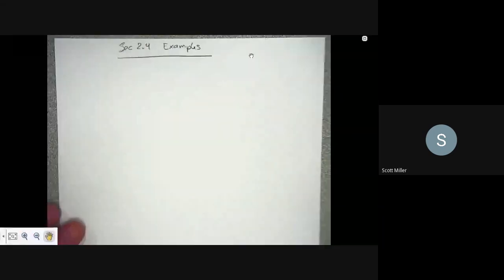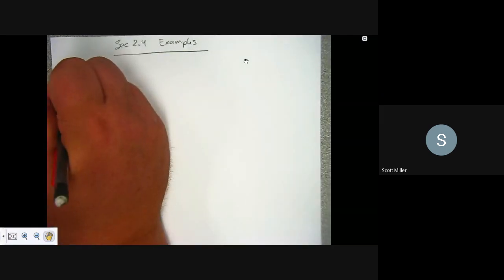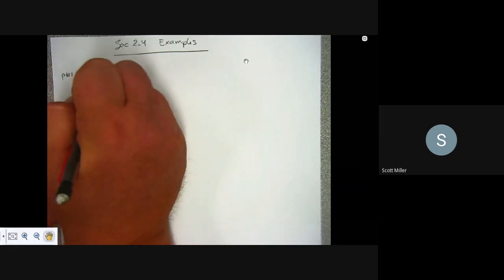All right, so today we're going to look at some examples from section 2.4. It covers a couple of different pages of work. So if you turn to page 61, we're going to look at problem number 18 right now.